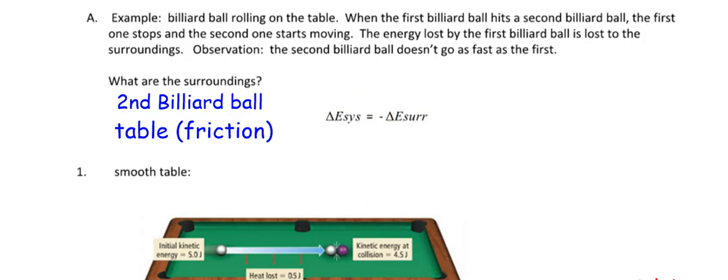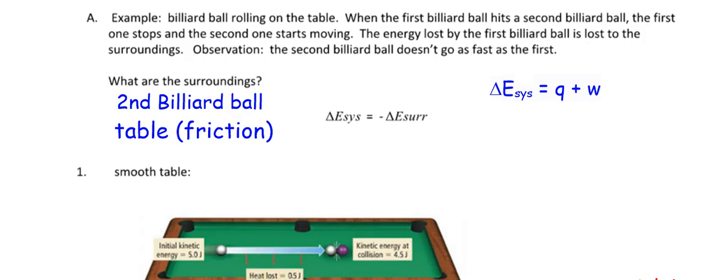So what is delta E of the system? Do you remember what delta E is defined as? Delta E is defined as Q plus W. What did we define Q as? Q is heat, remember that? What's W? That's work, okay? So it says over here the initial kinetic energy is 5. Heat lost, see that? Lost is 0.5. And the kinetic energy at the collision is 4.5.